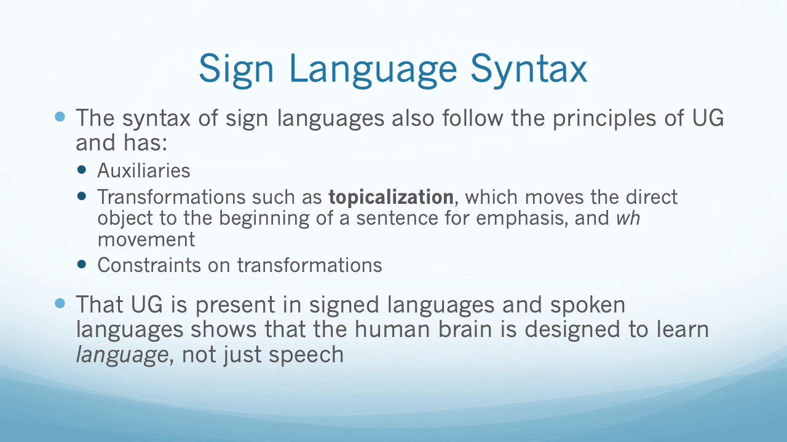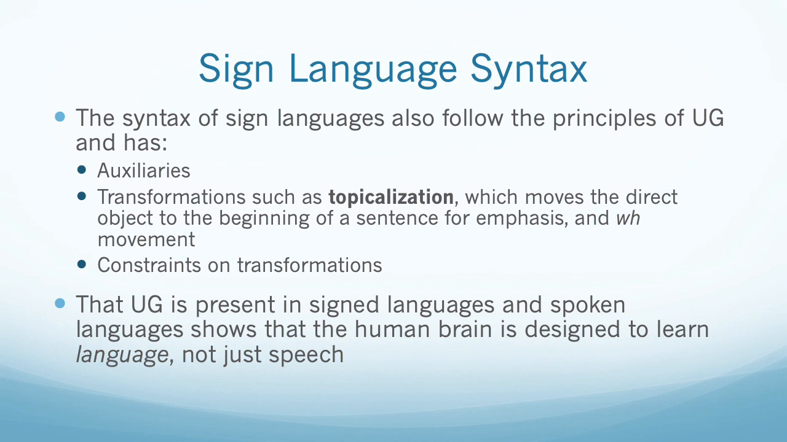They also have what's called WH movement that creates WH questions, like, where am I? That is a different word order than I am here. So that's another example of movement in English. Sign languages do this as well. And there are also constraints on transformation. So they have rules, not the same exact rules, but rules that govern what kinds of movements you can do.